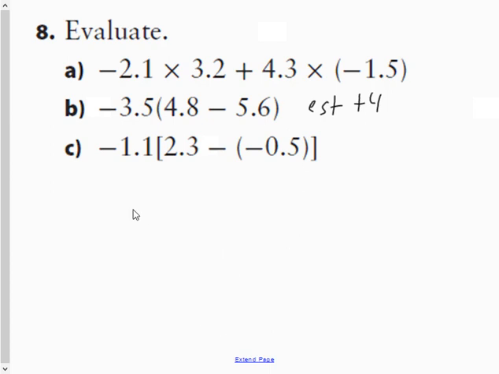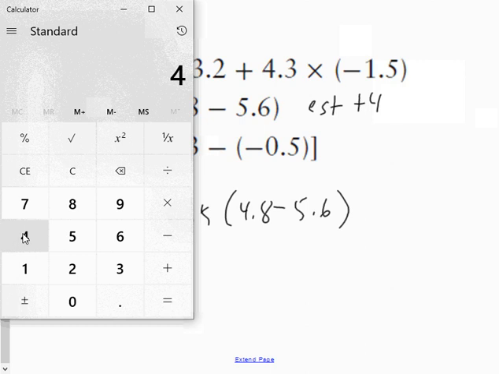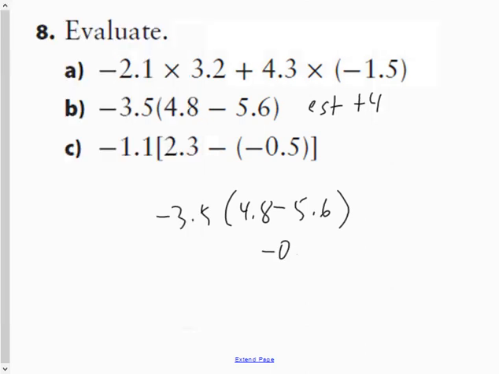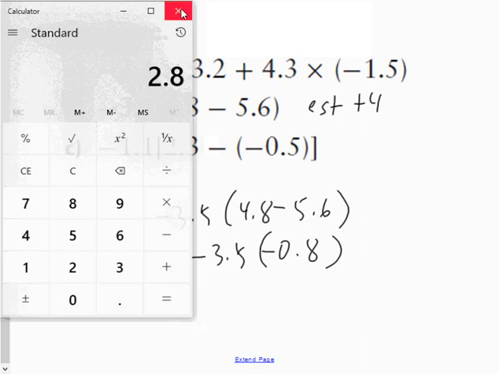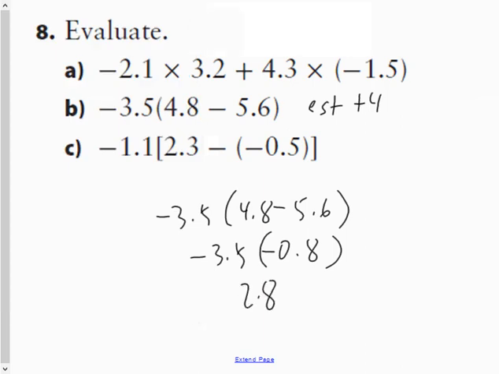Now the calculation. I'm going to write this down here. 4.8 take away 5.6. I'm going to do my brackets first. 4.8 take away 5.6 is negative 0.8. Multiplied by negative 3.5. Negative 3.5 multiplied by negative 0.8 equals 2.8. My estimation was 4. My calculation was 2.8. That's probably pretty close.